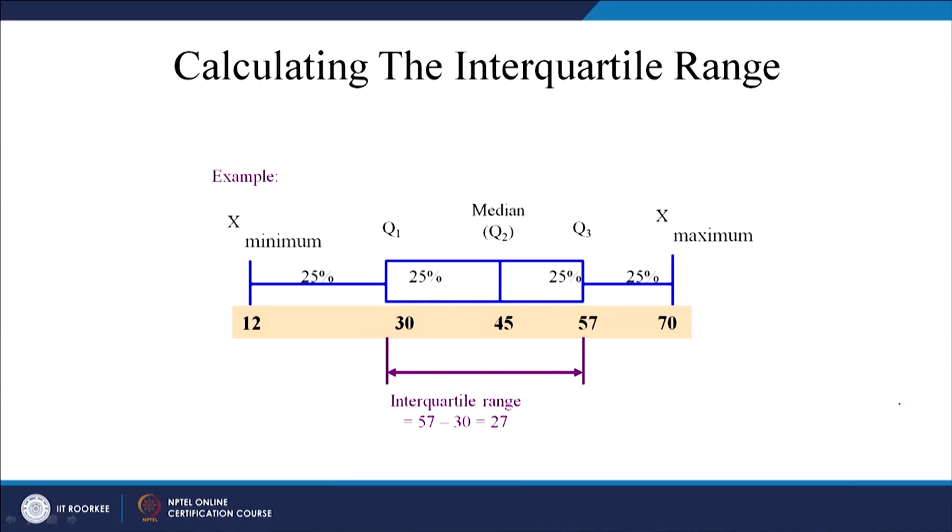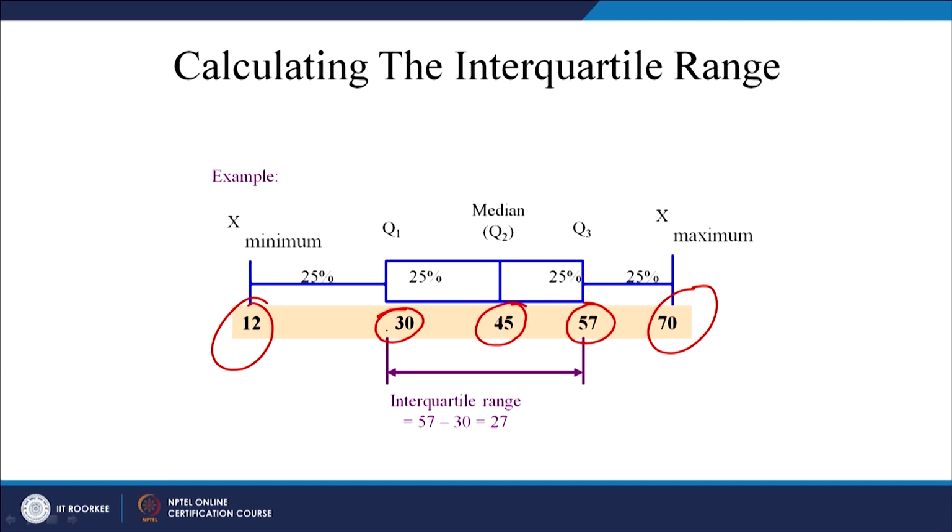So, let us look at this. If we want to find out IQR, as I said, it is the middle 50% of the data. So, let us say you have got a data set in which the minimum value is 12, maximum is 70, and you have found that Q1 is 30, Q2 45, Q3 47.